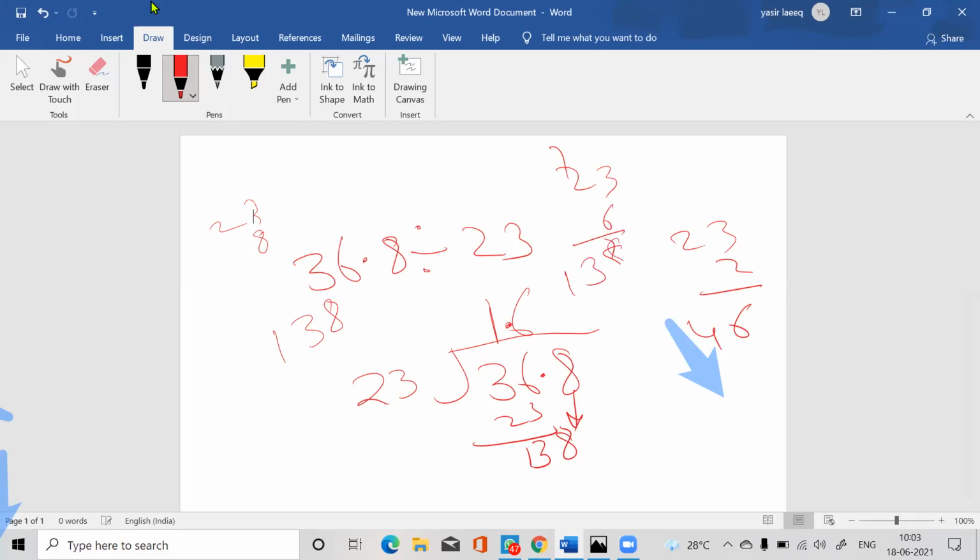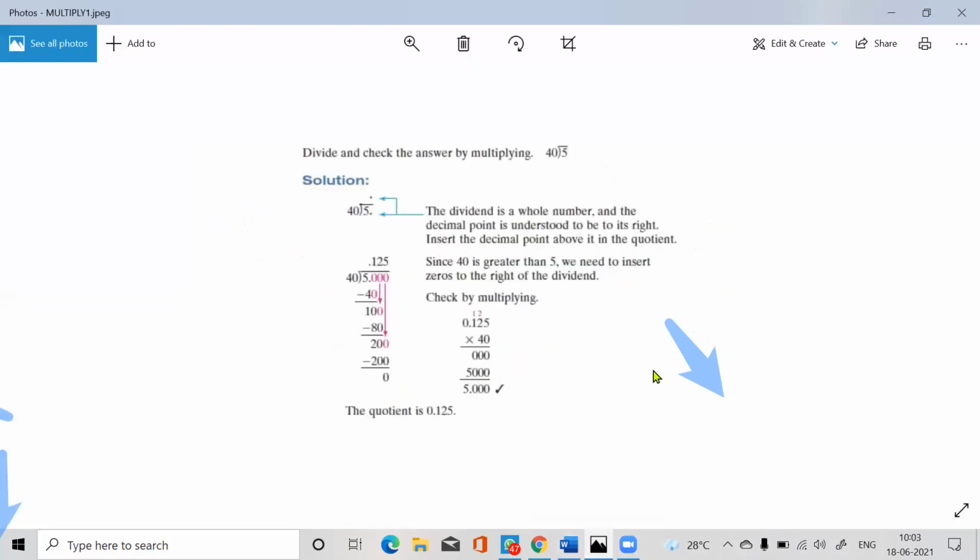It will be 6 times 3 is 18, and it will be 138. So 138 will cancel out. Okay, so 1.6. Again, I am telling you, you have to put the decimal in division where I am telling you, by the image also.